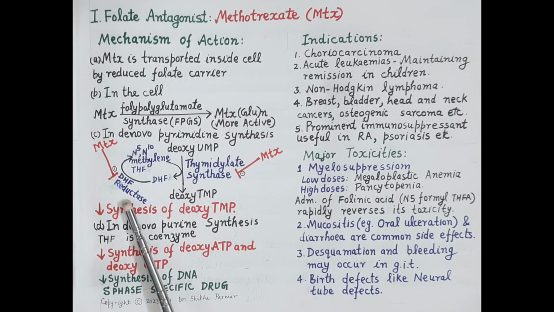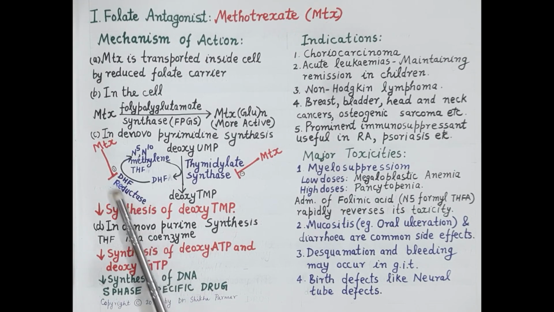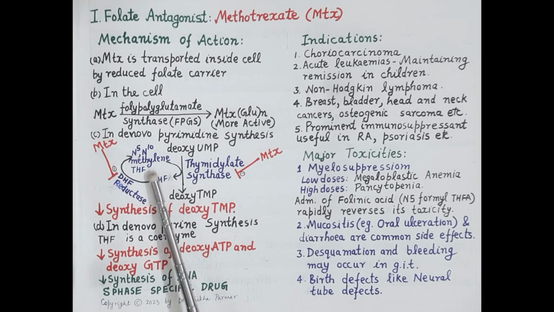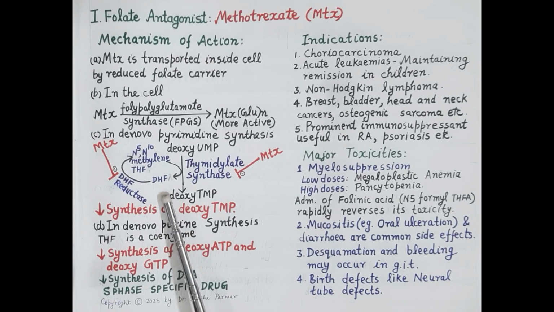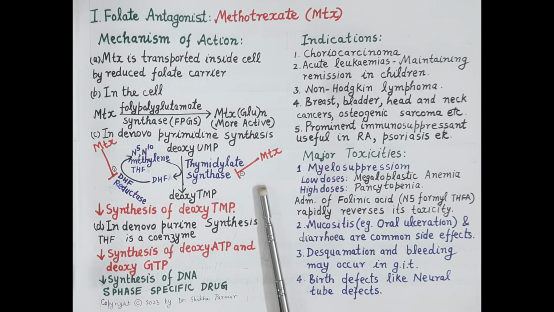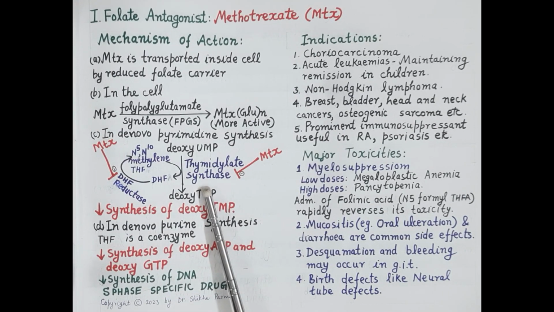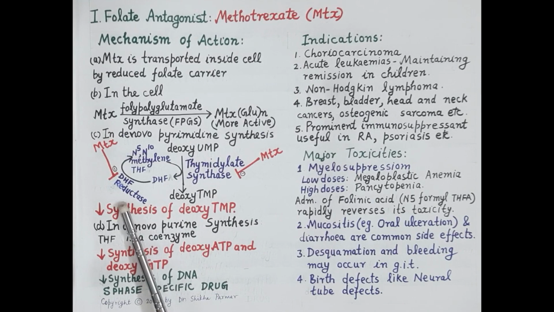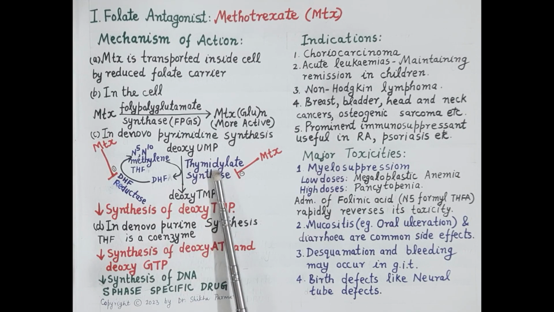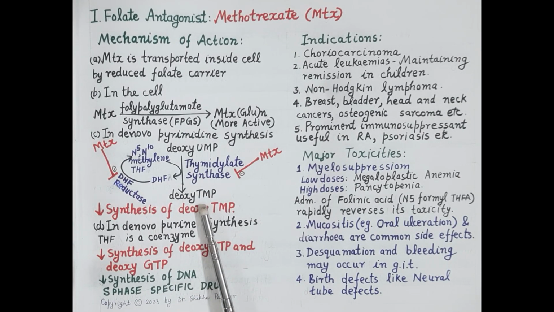And an enzyme, that is the dihydrofolate reductase, regenerates this N5N10 methylene tetrahydrofolate from dihydrofolate. Now, methotrexate inhibits the enzyme thymidylate synthase, and it also inhibits the enzyme dihydrofolate reductase. So, inhibition of these two enzymes prevent the synthesis of deoxythymidine monophosphate, that is prevents the synthesis of pyrimidine nucleotide, that is essential for the synthesis of DNA.